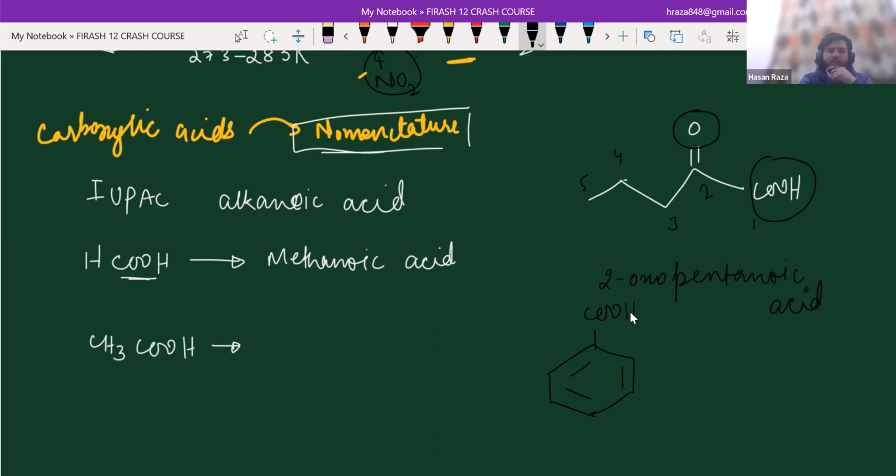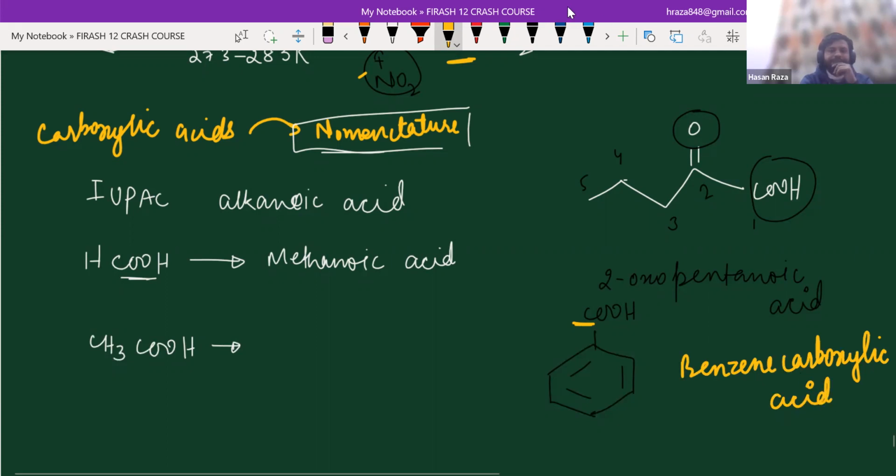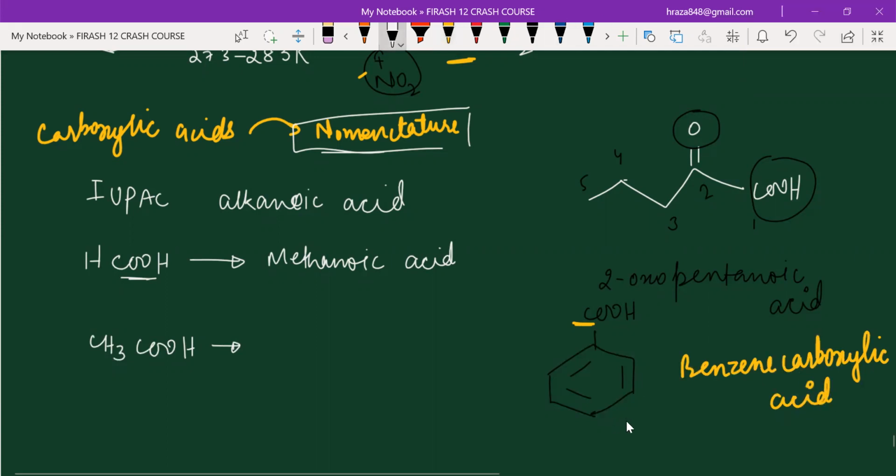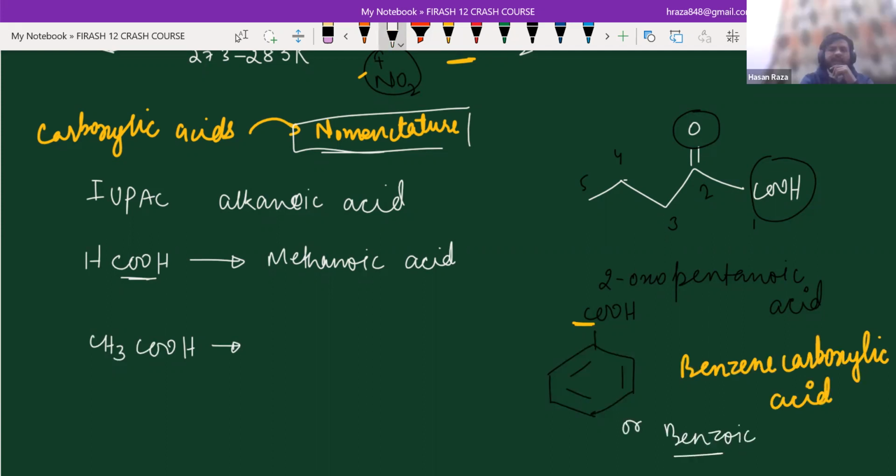In case you are unable to count the number of carbons in the parent chain of the carboxylic acid, then its name will end with carboxylic acid. Like this is benzene and I'm not counting this carbon, so its name will be benzene carboxylic acid. Is that clear? Its name is basically benzoic acid. Its common name was benzoic acid, but now it is treated as the IUPAC name, benzoic acid.